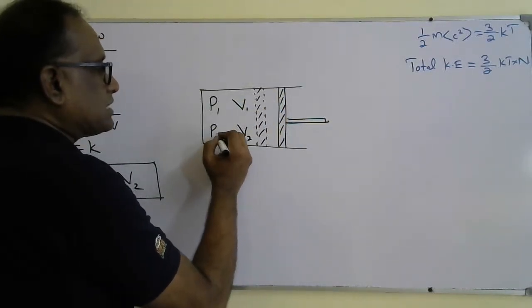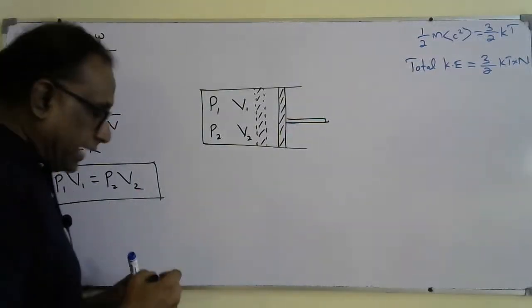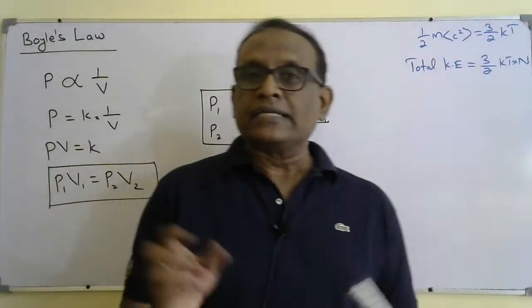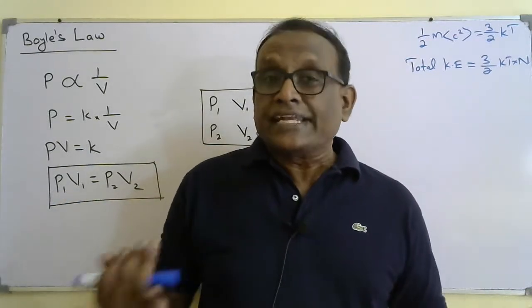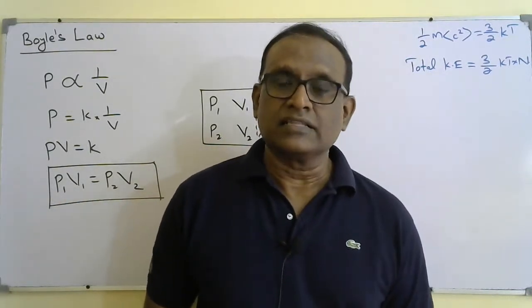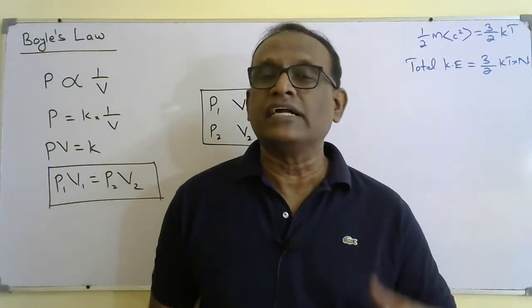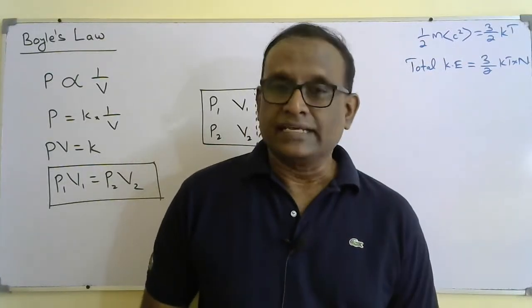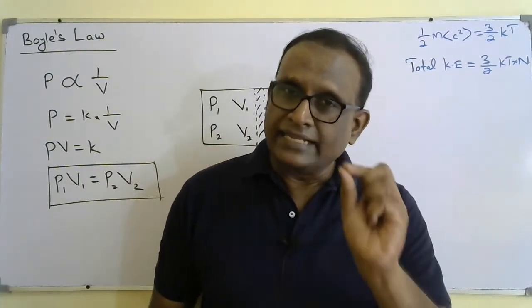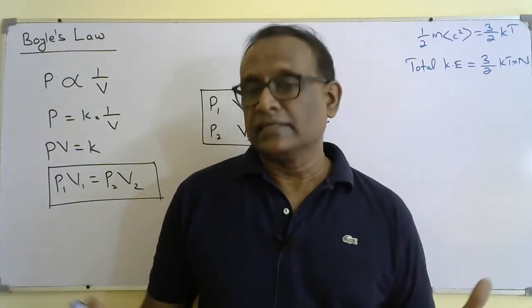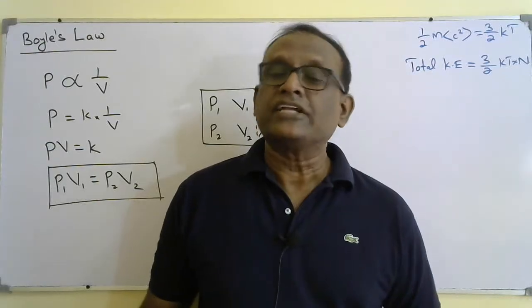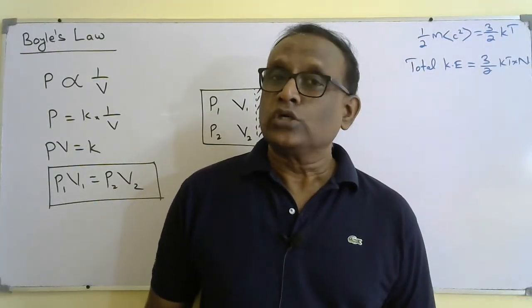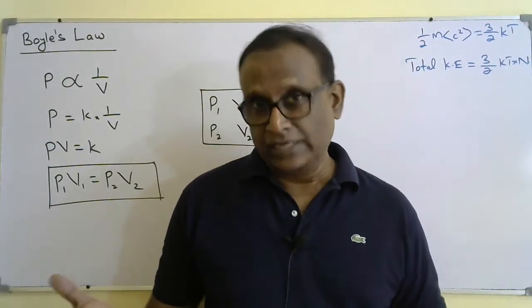The pressure becomes P2. When you compress it, the pressure increases because the gas particles are going to move a smaller distance, so the rate of collision will increase. The number of collisions per second will increase, but each gas particle will carry the same kinetic energy because they are at the same temperature. So an increased rate of collision means the total force exerted on the wall will increase.